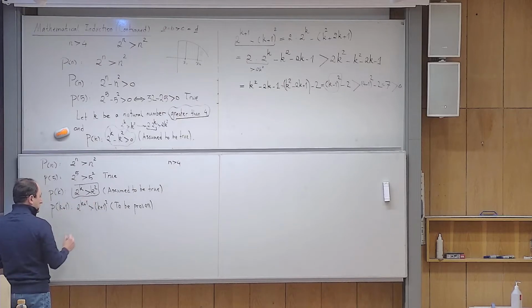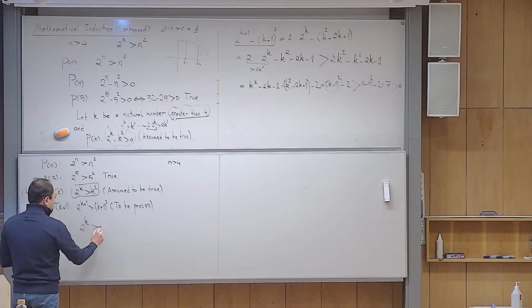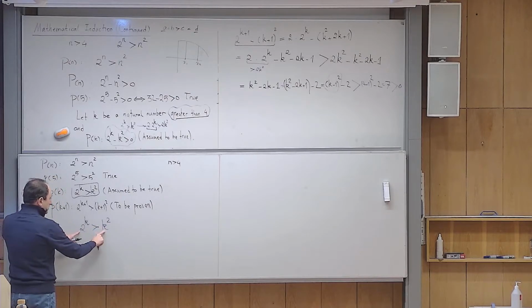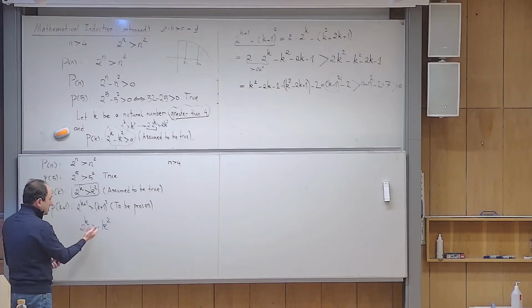I start with this one. 2 to the power of k is greater than k squared. I want to start from here, which is assumed to be true, and I want to reach this one. What is the first thing that comes to mind? Yes? Multiply both sides by 2.